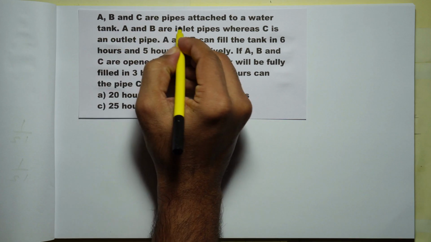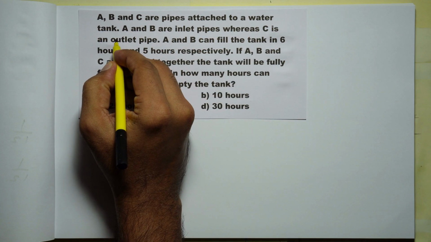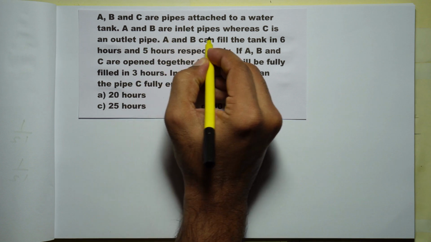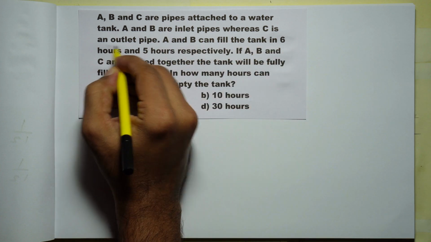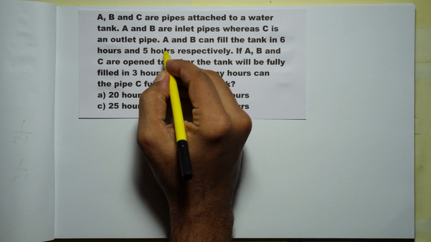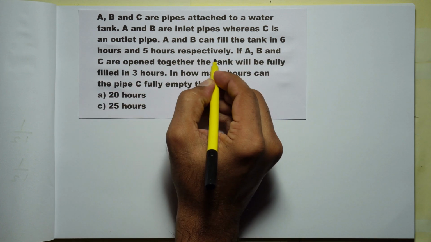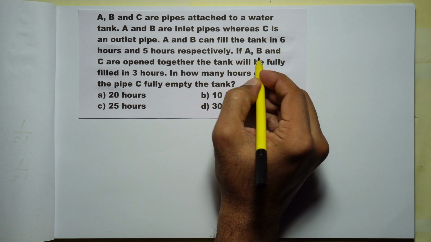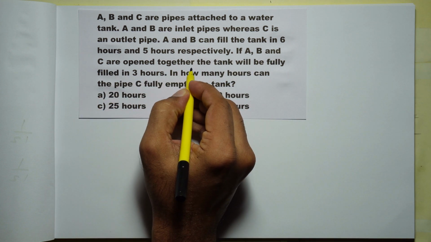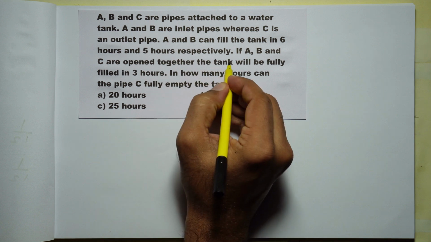A, B and C are pipes attached to a water tank. A and B are inlet pipes, whereas C is an outlet pipe. A and B can fill a tank in 6 hours and 5 hours respectively. If A, B and C are opened together, so all A, B and C are working.